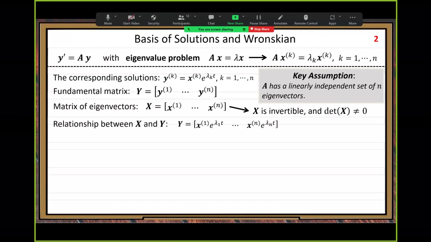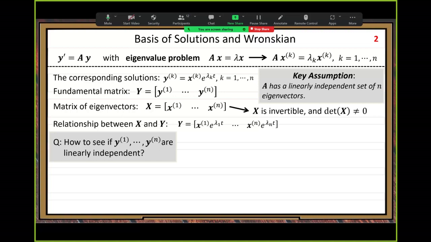Then next, I split it as a product of two matrices, I hope you can understand. You can see it. All right. The question: how to see if these n Y vectors are linearly independent? Because if they are linearly independent, then we can write the general solution. If they are not linearly independent, then we cannot use the Y vectors to write the general solution. So that's the reason linear independence is important. But how to see that?